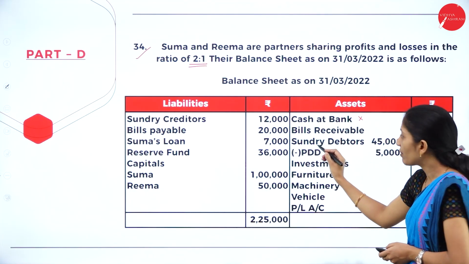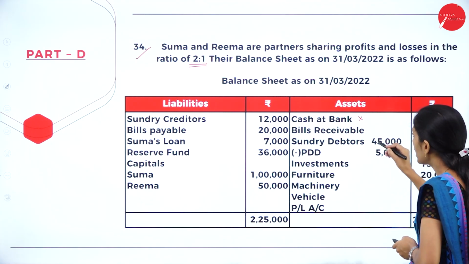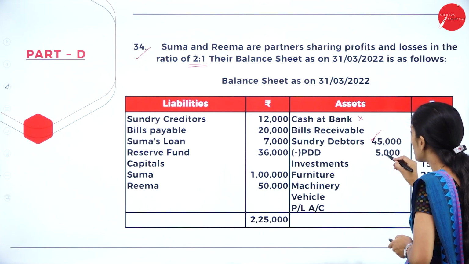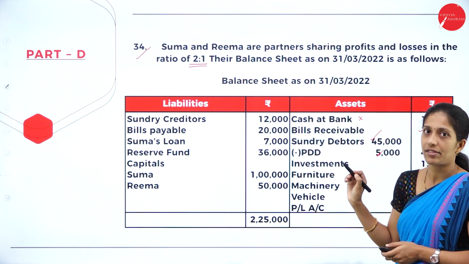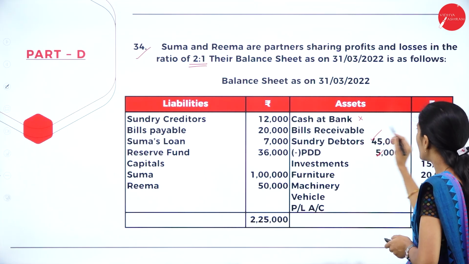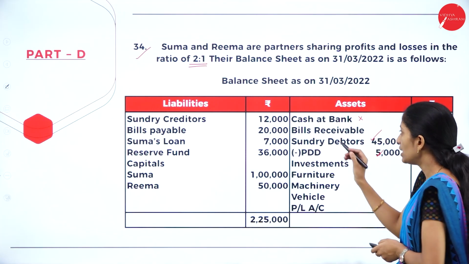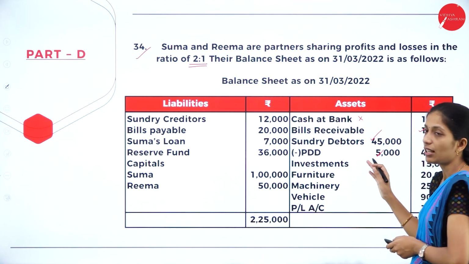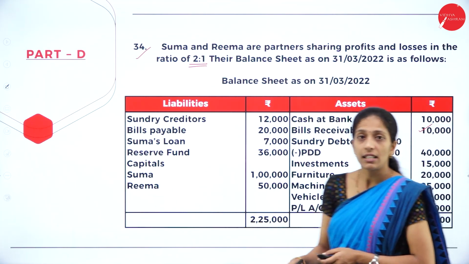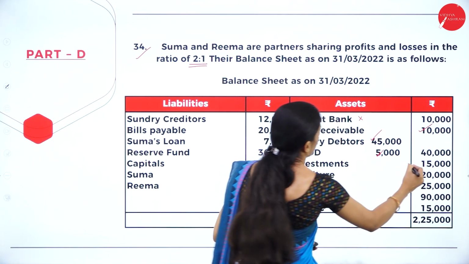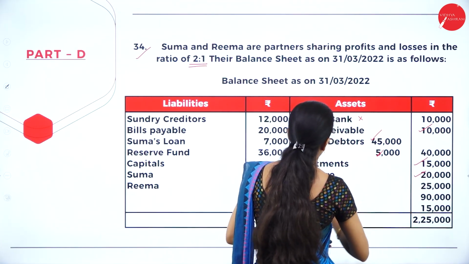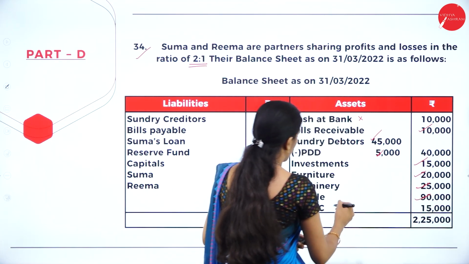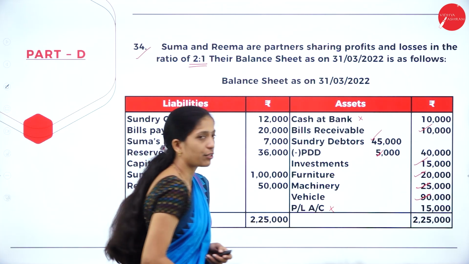Sundry debtors, here we have PDD. So, how do you take? Debtors we will take 45,000 in the debit side and PDD we will take immediately in the credit side 5,000. So, bills receivable in the debit side 10,000. Debtors 45,000 in the debit side, PDD in the credit side 5,000. Next, investments we have to take, then furniture, machinery, vehicle we have to take, profit and loss account no need to take.